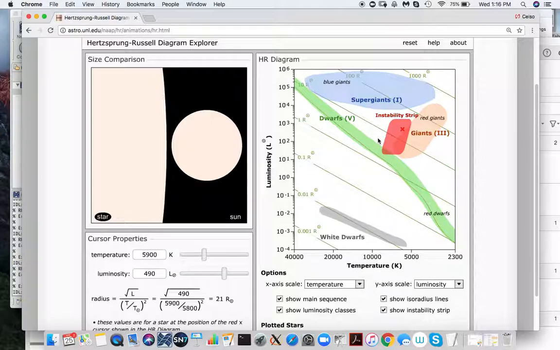So next week, in lab, as I said, you are going to build an HR diagram of close stars and faraway stars and bright stars, in fact. And we are going to use Stellarium for that purpose. If not, perhaps the Starry Night software, one of them. And so that's it, folks.